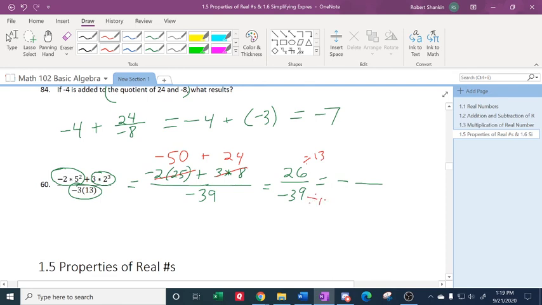Divide this by 13. Oops. Okay. And then I'm going to get 2/3. That's going to be it.